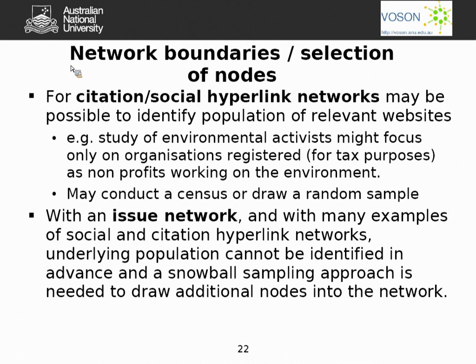With an issue network, and with other types of social and citation hyperlink networks where there isn't an obvious population that you can identify, it might be necessary to conduct snowball sampling approaches. Typically that's what I've done with my work on environmental activist sites. We've started off with a set of sites that we know about. We find out who they link to, and then we find new sites that we then promote to be seed sites.